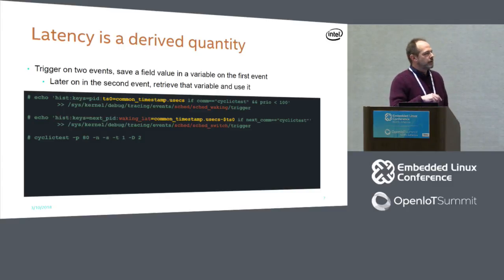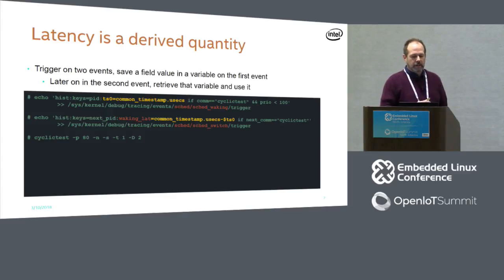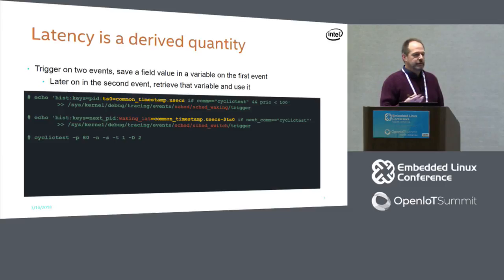Everything I've described so far is already in the kernel. You can go and play with the histograms. You can go and play with the trace events. It's all very well documented in Documentation/trace. What I'm going to talk about henceforward is basically functionality implemented by the inter-event patch set, which covers latency as probably the most important quantity. And by latency, I just mean a quantity derived from two events, one later in time than the other, and the difference in timestamps between those.